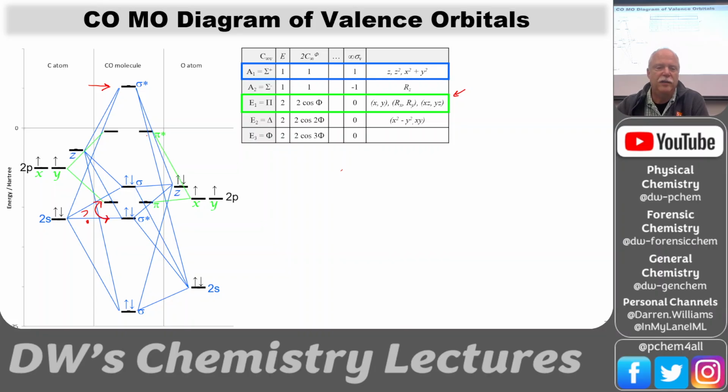And so then we have these pi and pi star interactions, put the electrons in. We have 4 electrons coming in, so the 4 electrons go in those bottom 2 orbitals. And so there's our MO diagram for carbon monoxide.